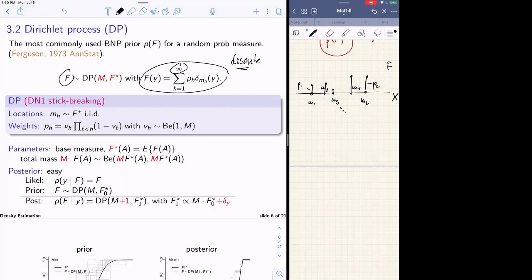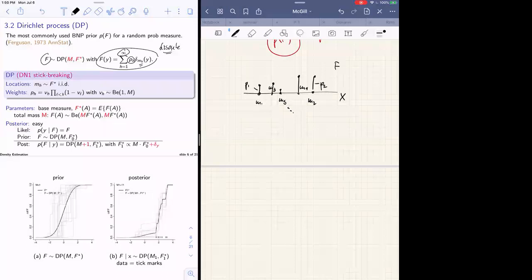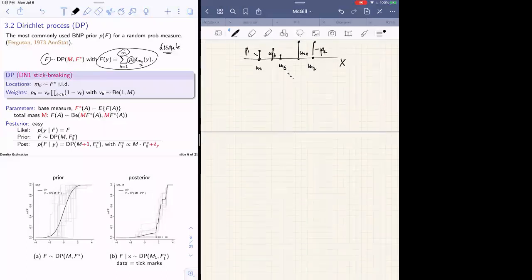So now life has become much easier. Writing it like this, all I have to tell you is how we generate the locations of the atoms, and how we generate the actual probability weights that go there. And that's where it becomes embarrassingly simple. The formal definition is coming up down there, but let me tell you in words also on the other side. The M sub h, that's as simple as it possibly gets. We simply draw them IID from some probability distribution, let's say F star. So the locations of the atoms are just IID from some base measure F star. The F star we call the base measure.